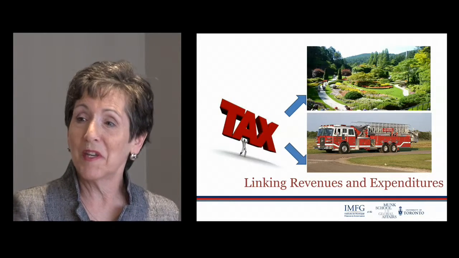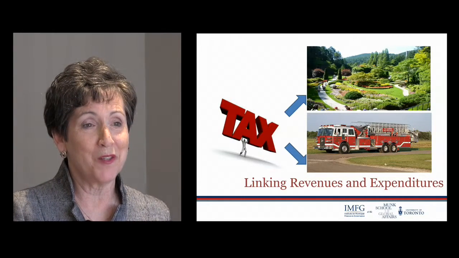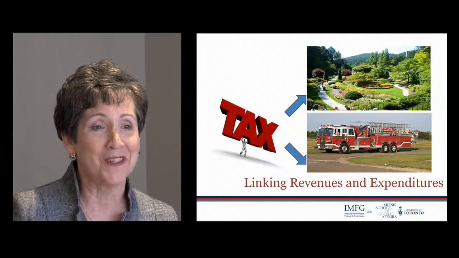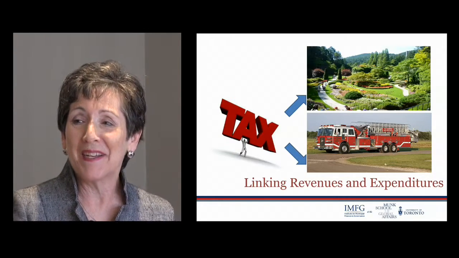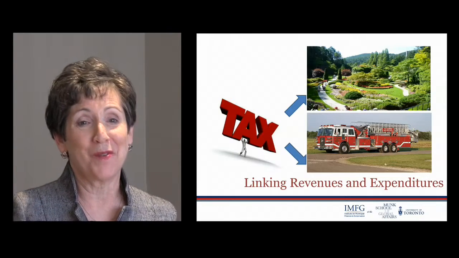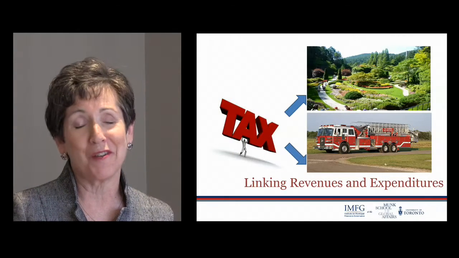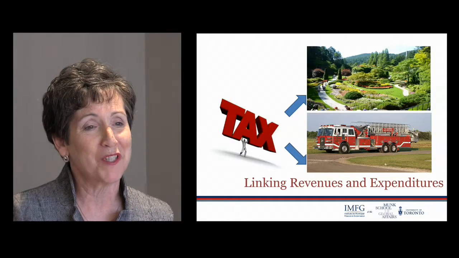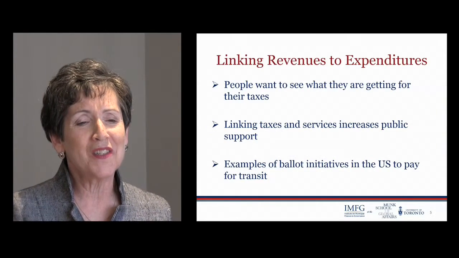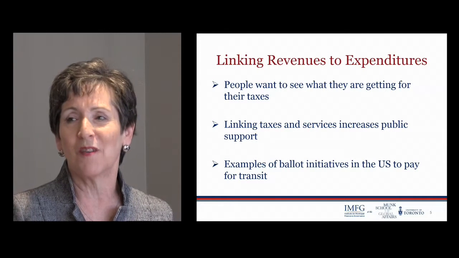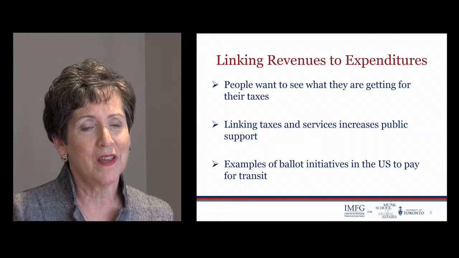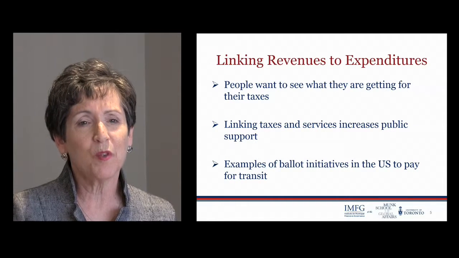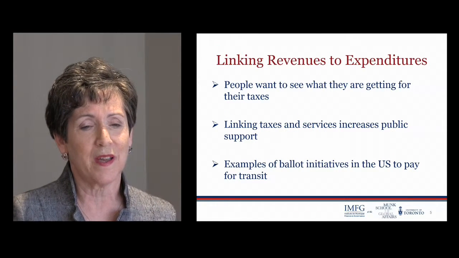So let's begin looking at linking revenues and expenditures. We can see the person in the slide here bearing this burden of the tax. And what is that person getting for those tax revenues? Well, in this particular slide, they're getting a beautiful park. They're also getting fire protection. The point is that people want to see what they're getting for their taxes. And when we link taxes and services, people are more supportive of paying those taxes.